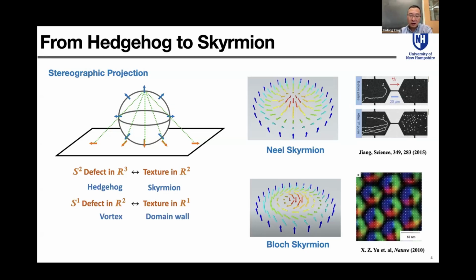If we raise all the dimensions by 1 instead, we should get a defect in 4D and a texture in 3D. And this texture in 3D is what I'm going to talk about today. It's the Hopfion.